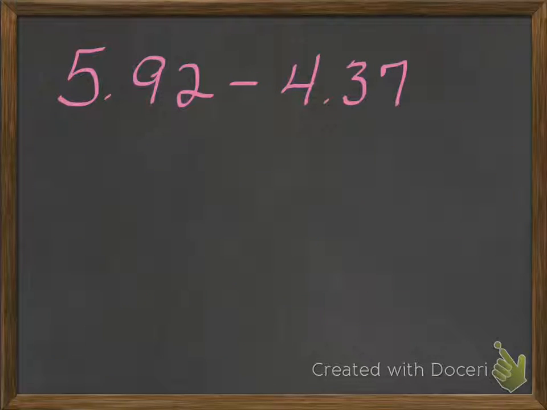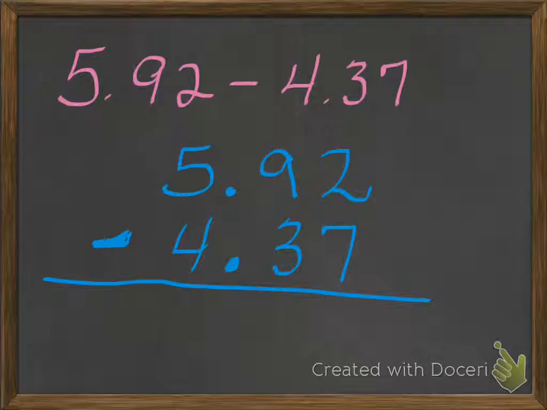So here are two numbers, 5 and 92 hundredths, and I'm going to subtract 4 and 37 hundredths. Just like yesterday, I'm going to start by writing the first number clearly and neatly and legibly, and then I'm going to write the second number by starting with the decimal point and then writing the rest of the number around the decimal point. Now I can add my minus symbol and my equal bar. And now I'm ready to subtract.